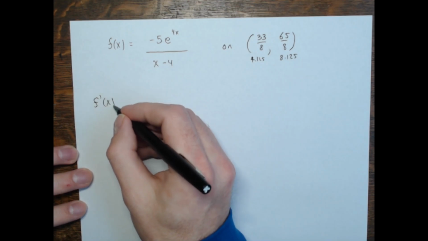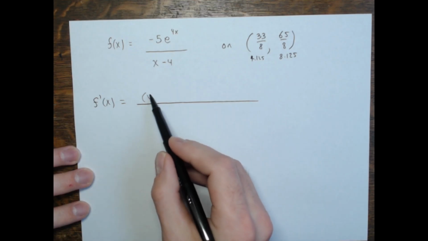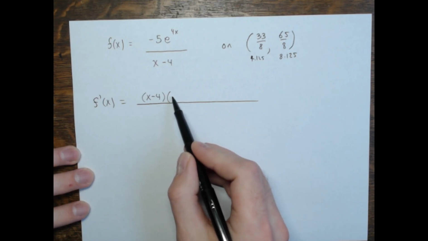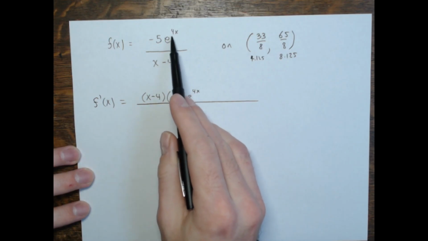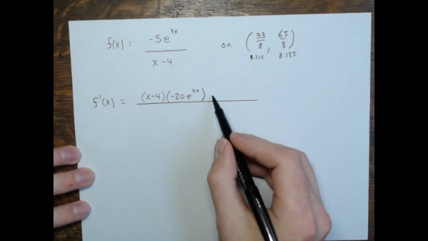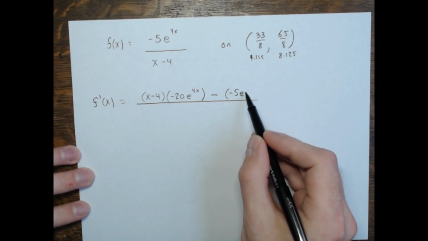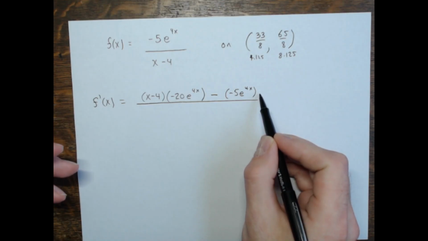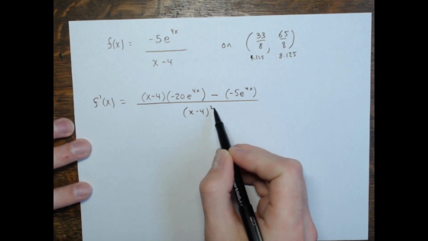So the derivative: I've got to go through and do the quotient rule here. It's the denominator, x minus 4, times the derivative of the numerator, which would be -20 e to the 4x. Because it would be e to the 4x times 4 again with the chain rule, and then 4 times -5 for -20. Then minus the numerator, -5 e to the 4x, times the derivative of the denominator, which would just be 1. So no need for that, and then divided by the denominator squared.